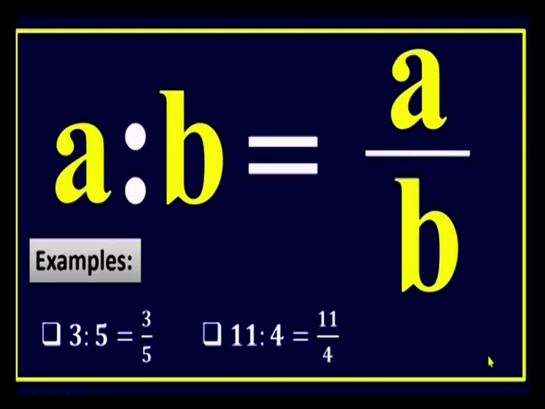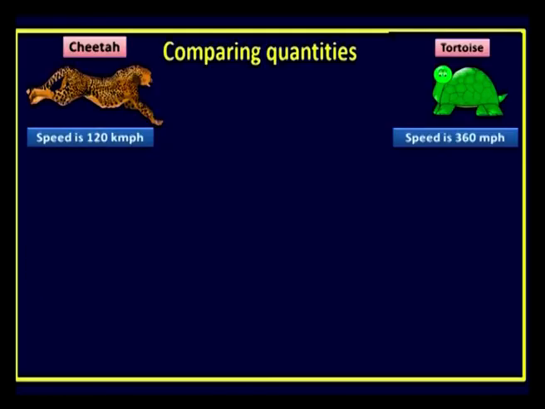Got it children? Now let us compare quantities with different units also. We can compare different units, but only on converting them into the same units. Let us see how to compare the speeds of both the cheetah and the tortoise. We know that 1 kilometer is 1000 meters.